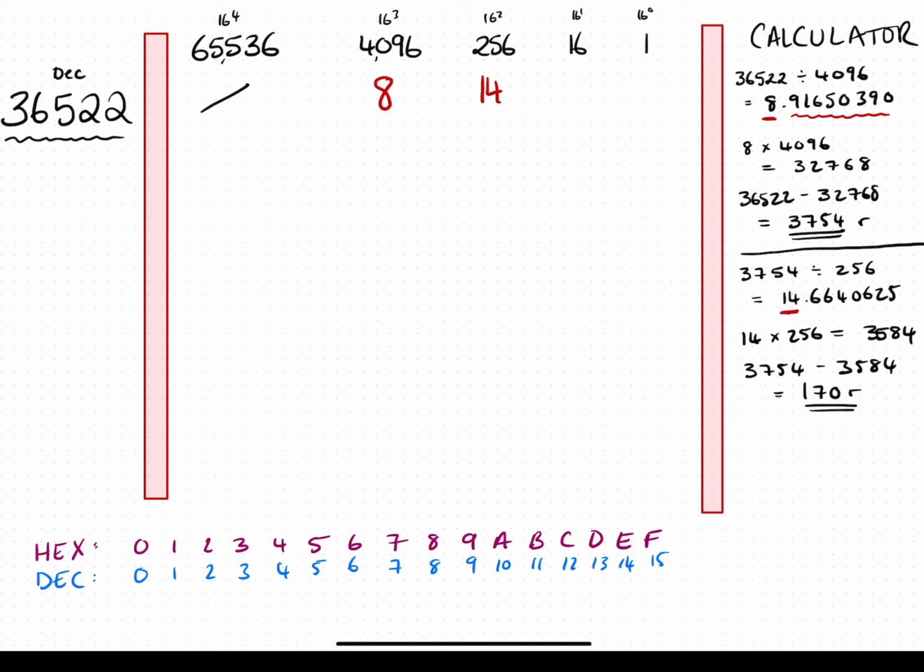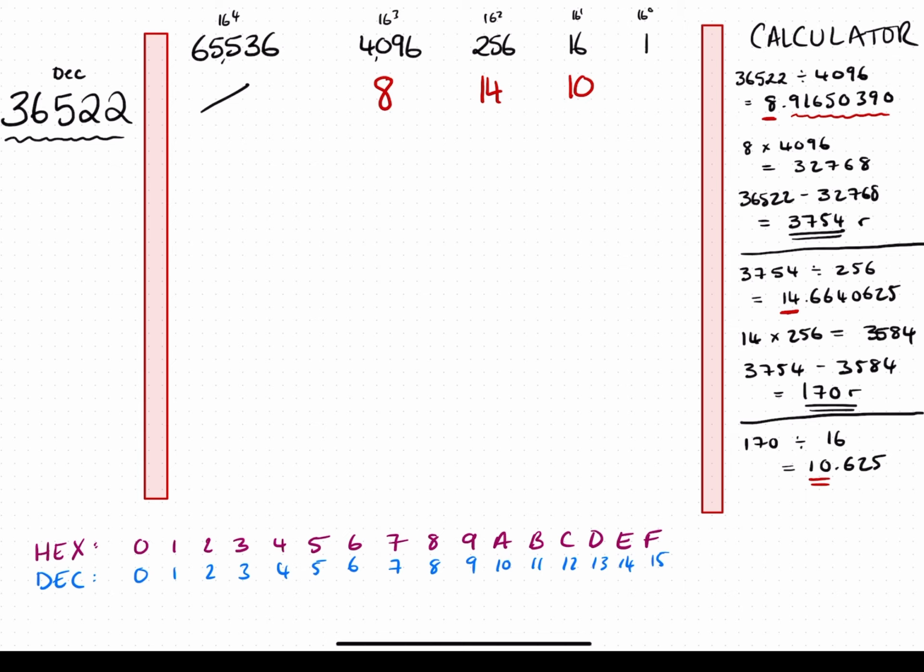Now, 170 is my new target, and I move on to the next number, which is 16 to the power of 1, or simply 16. And I repeat the process. How many 16s are in 170? So the answer comes out to be 10.625. Once again, the 10 is the important part. There's 10 16s in 170, so I fill in my 10 and I calculate my remainder.